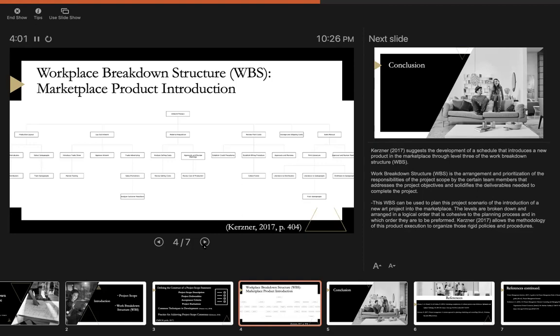Kerzner explains how if you allow the methodology of the execution of the project, of the product in this case, organizes those policies and procedures meant to be upheld for those stakeholders and how they want to see the arrangement of the project organized.